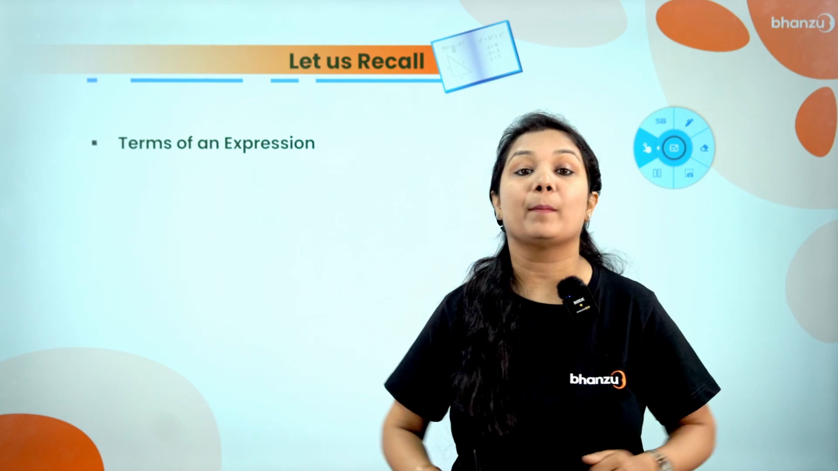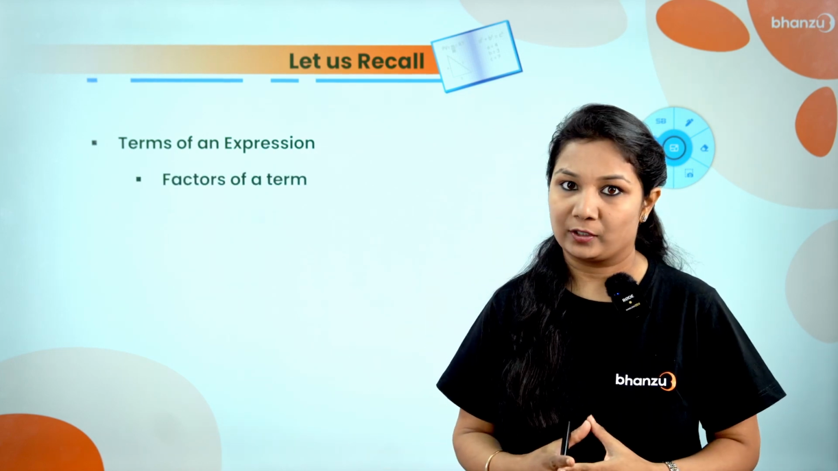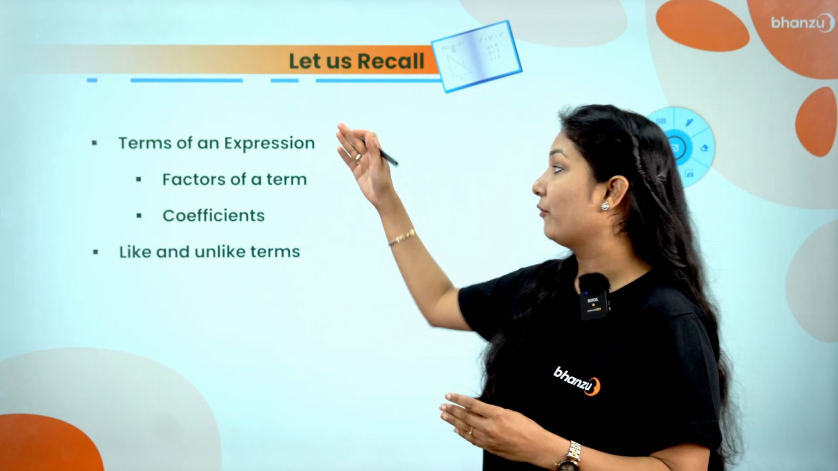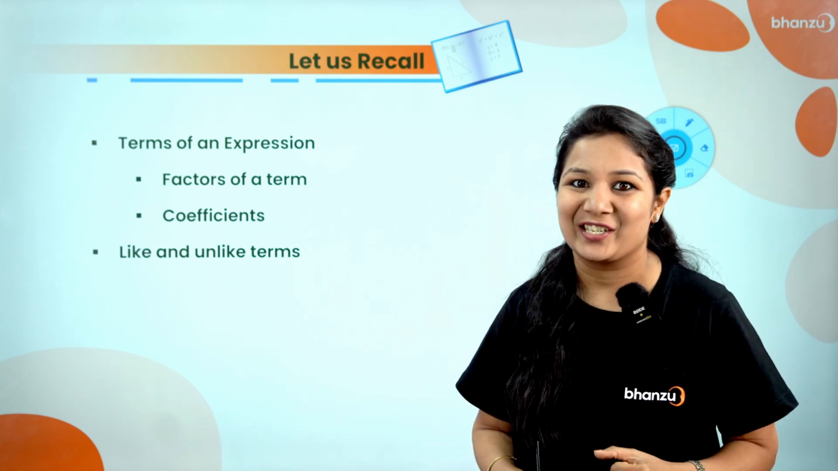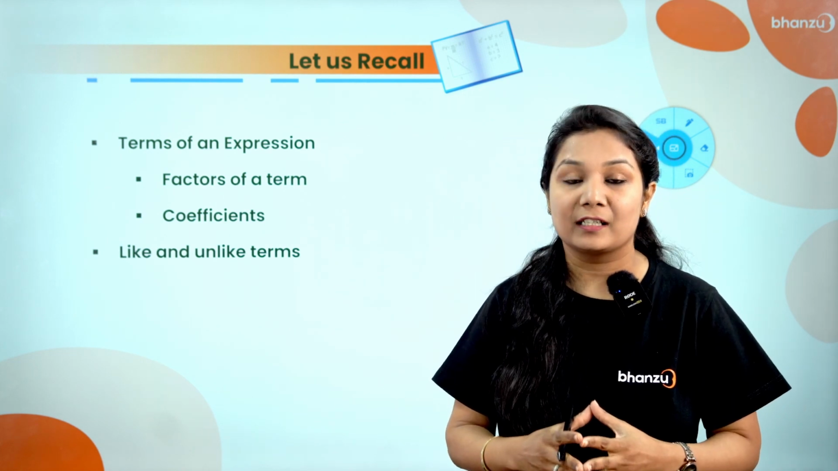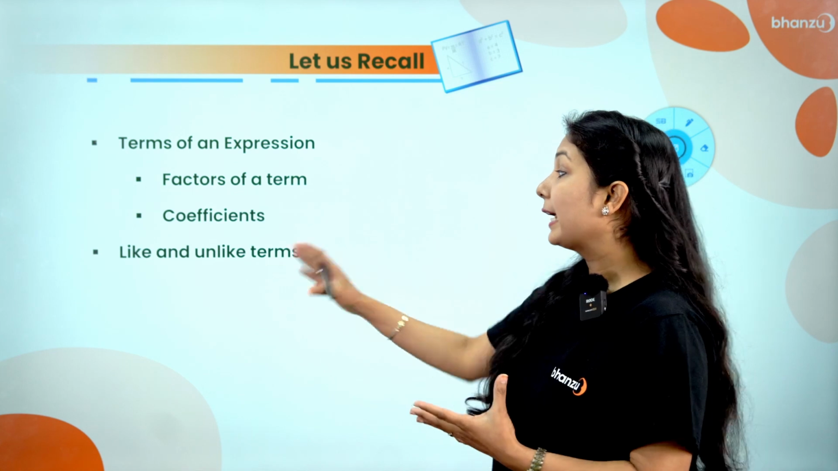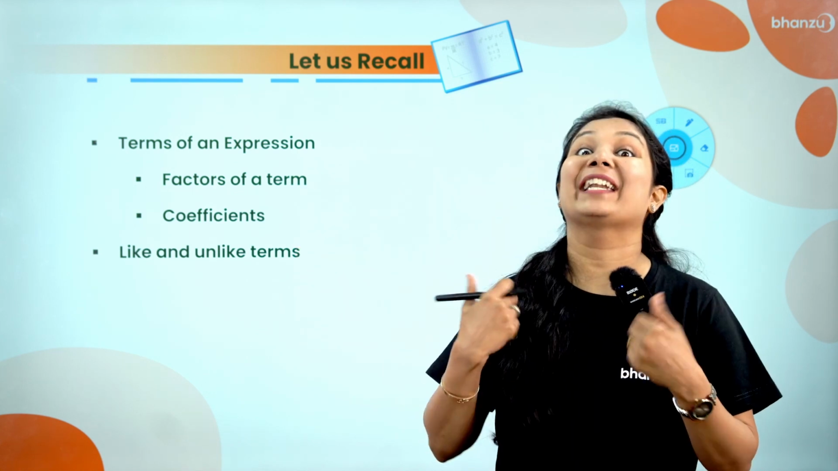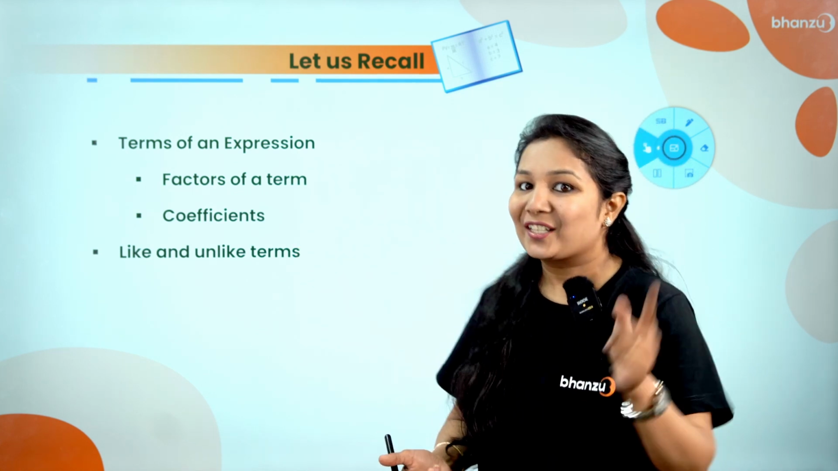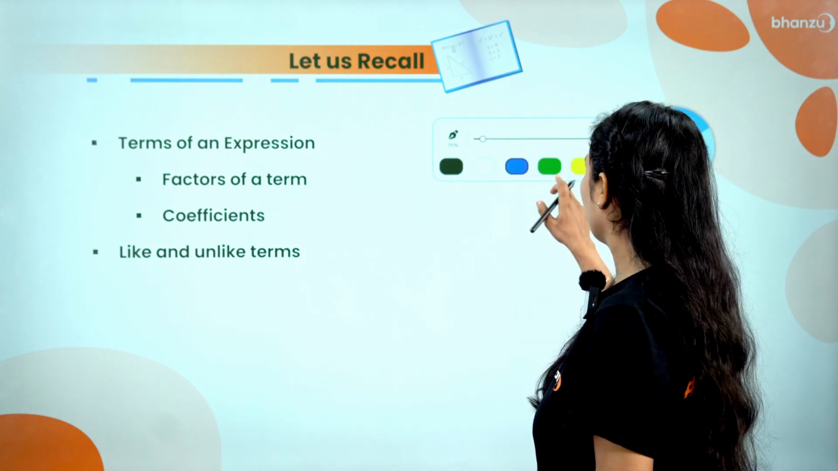We had talked about the different terms of an expression. The different terms have factors in them and also coefficients. Then we had learned how to distinguish like and unlike terms. What are like and unlike terms? Let's have a quick look at it once again.